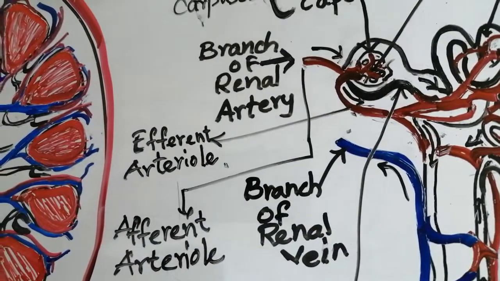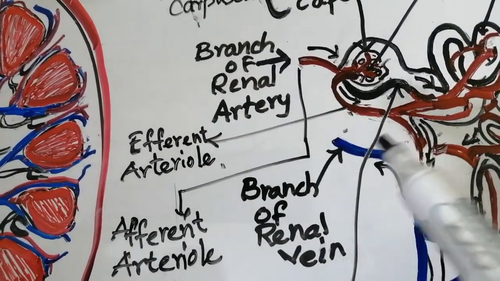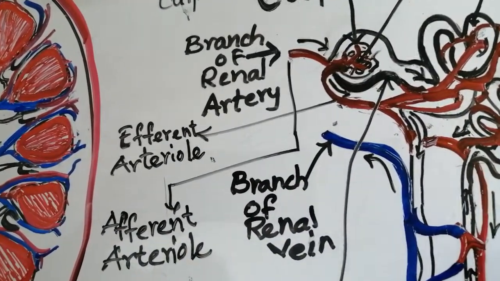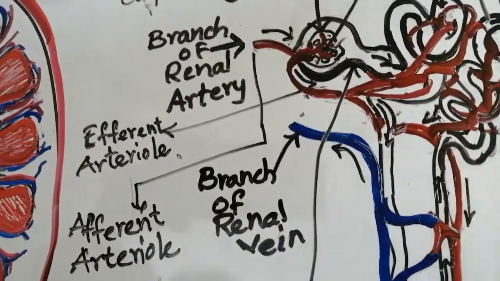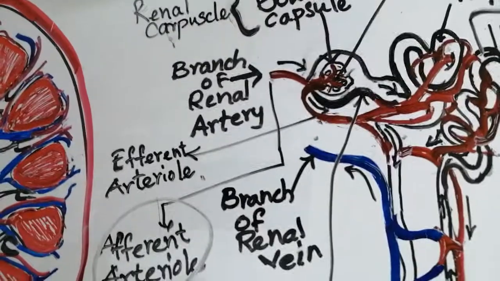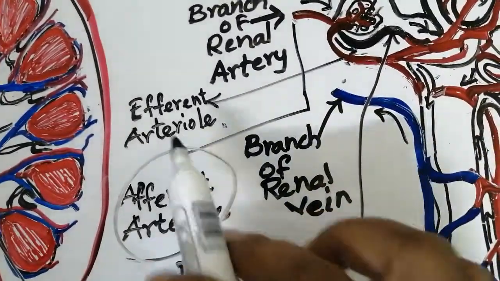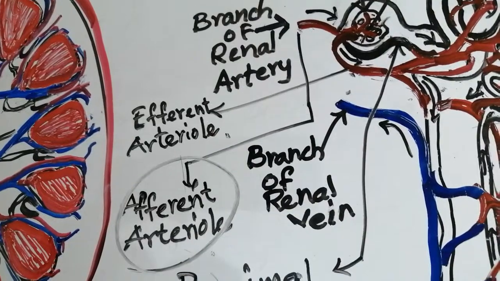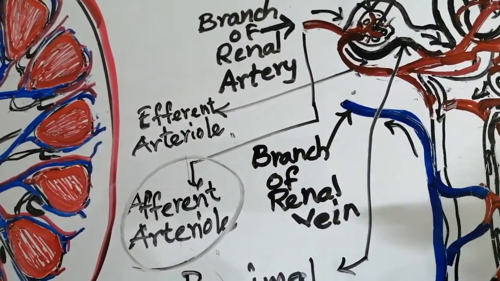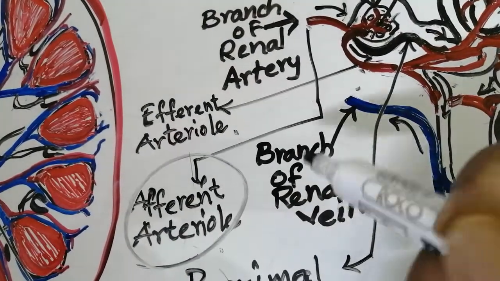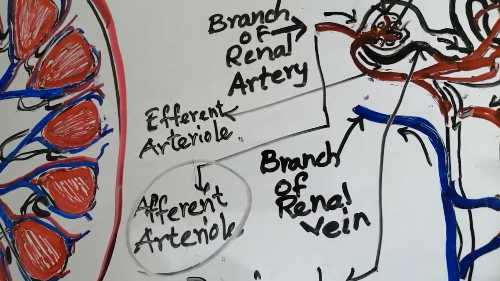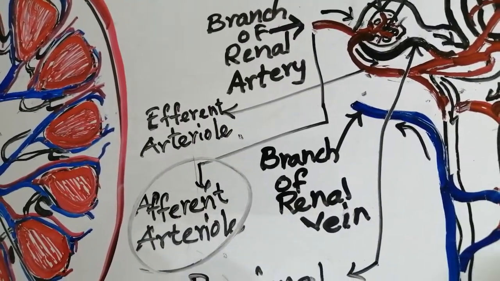Here you can see that blood enters the glomerulus through a small artery supplying unfiltered blood, called the afferent. This is about the afferent, students. Now the other one, efferent, I already told you. These two arterioles play an important role in the glomerular capillaries for the process of ultrafiltration.